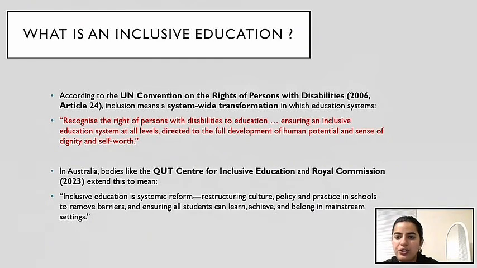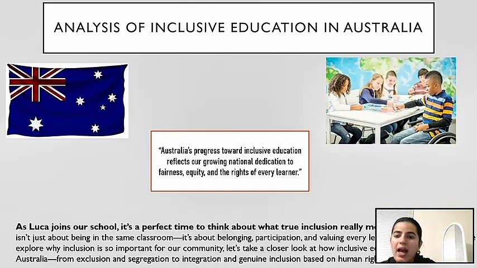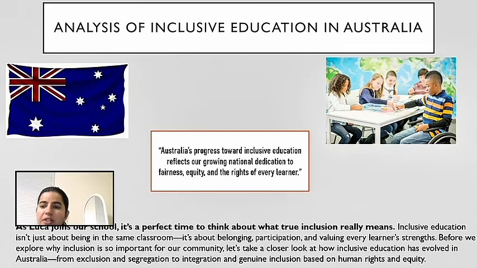The UN Convention on the Rights of the Child echoes this through Articles 28 and 29, reminding us that education must not only be free from exclusion, but must nurture each child's personality, talents, and cultural identity. The Royal Commission into Violence, Abuse, Neglect and Exploitation of People with Disability stresses systemic reforms, removing barriers in the mainstream setting to promote togetherness and learning for all. As Luca joins our school, it's the perfect time to think about what true inclusion is.